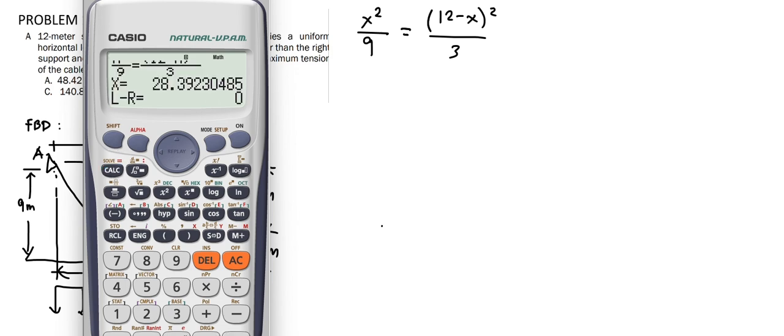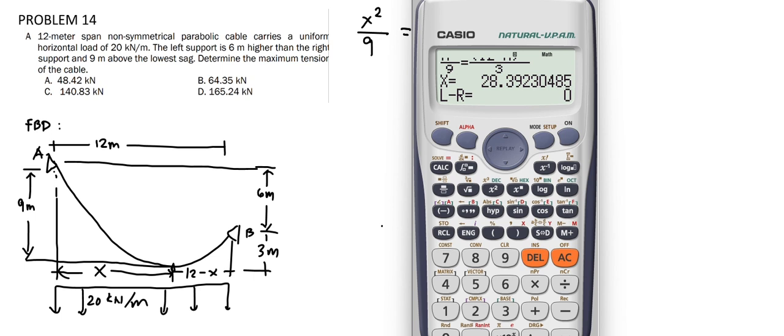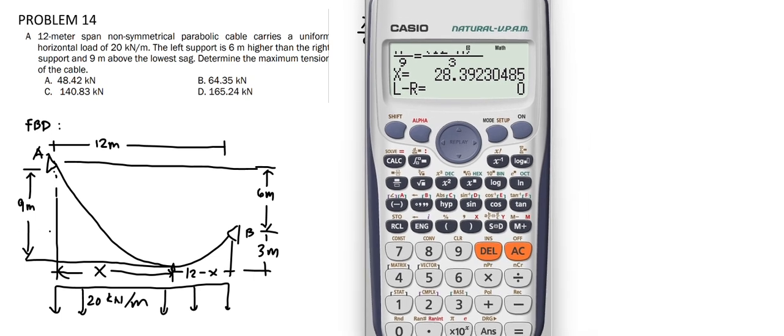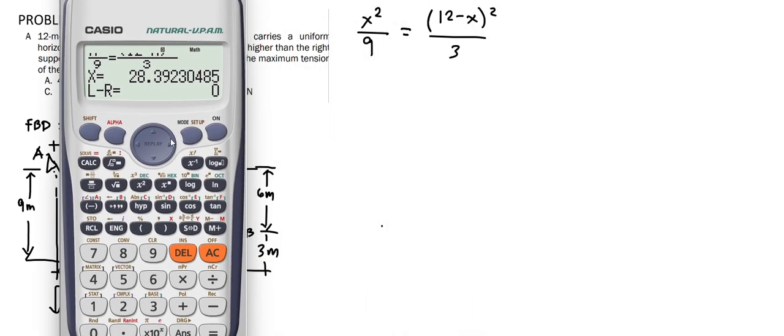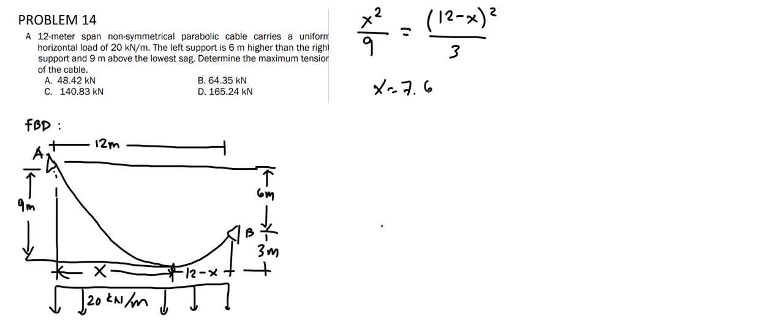Keep solving, we get a value of 28.39. However, the horizontal distance or the length of the cable should only take values of less than 12 meters. And our result here gives a value that is greater than 12 meters. So we must adjust the boundaries for the x value. Let's set this equal to 0. So we have x is equal to 7.61, and this is a much valid value for us.